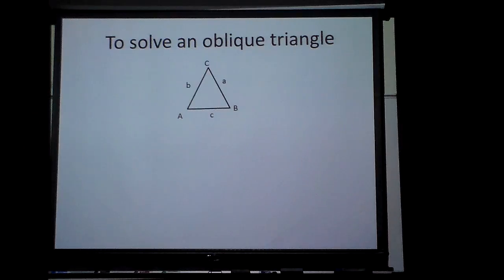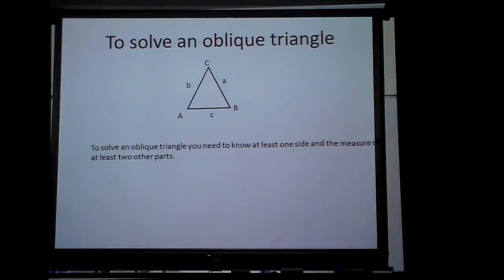So, how to solve an oblique triangle. To solve an oblique triangle, you need to know at least one side and the measure of at least two other parts. You have to have one side and two other pieces of information. So that means we got to know three things. Either two angles and one side, or two sides and an angle, or three sides. And then we can solve for an oblique triangle.